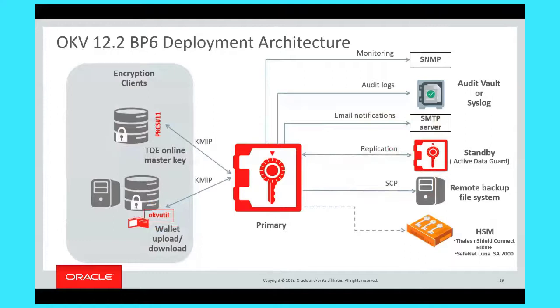Key Vault audit logs can either go to Audit Vault or to syslog. Key Vault allows you to send email notifications, again, standard SMTP. Key Vault, of course, is installable in high availability mode, and the current version of Key Vault uses Active Data Guard for its high availability mode. So you'll have a standby Key Vault and a primary Key Vault. Backups are done over SCP, and if you look at the bottom, this is a new feature that we added in Bundle Patch 4 for Key Vault.